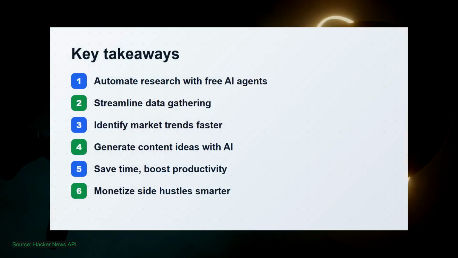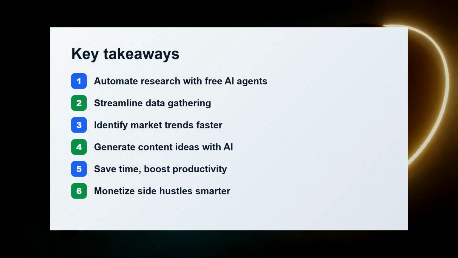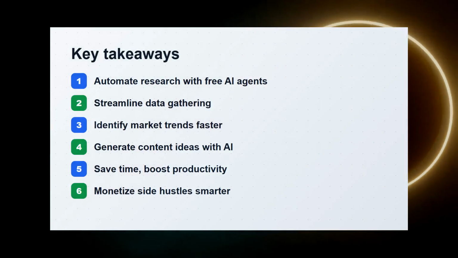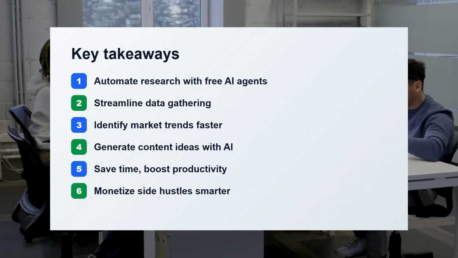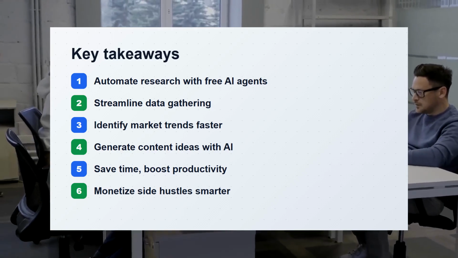To recap, automate your side hustle research by setting up OpenClaw for data collection, configuring superpowers for processing, and using Hermes Agent for final synthesis. This workflow can significantly reduce your research time and improve the quality of your insights.